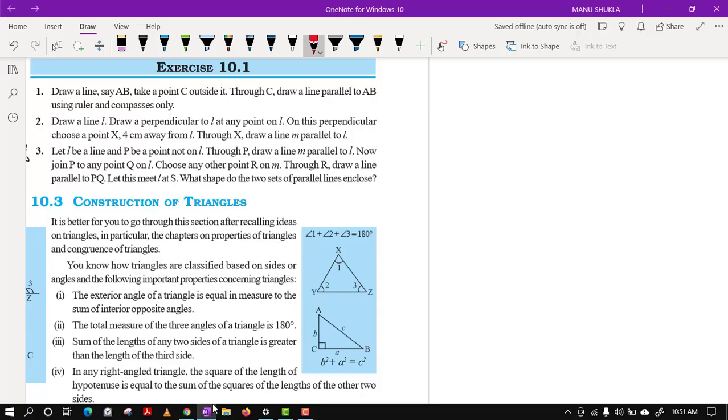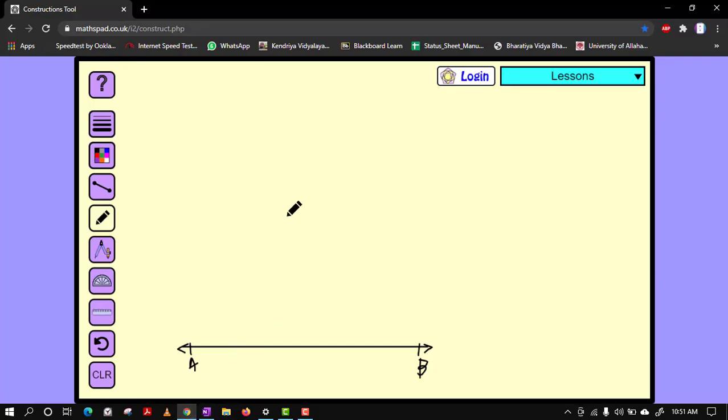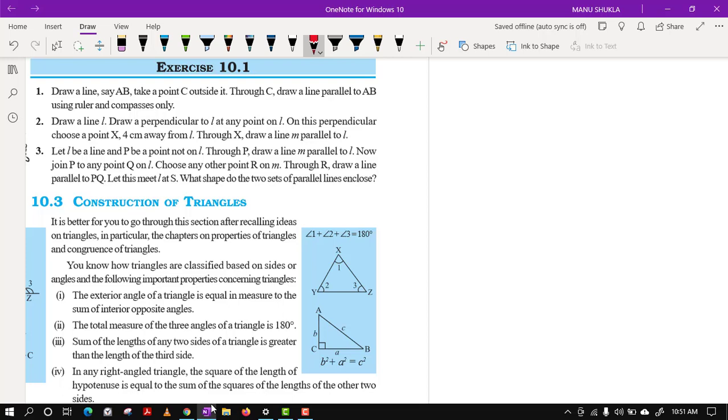Then they are saying take a point C outside it. So we have to take a point C which is not present on this line. Suppose I take the point over here and call it C. Now they are saying draw a line parallel to AB using ruler and compass only. So we have to draw a line which is parallel to AB but passing through C. So let's see.